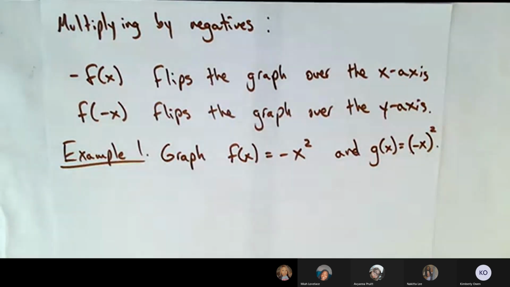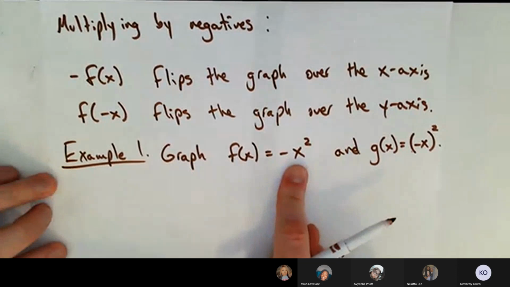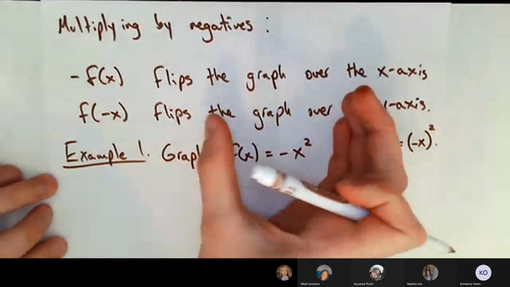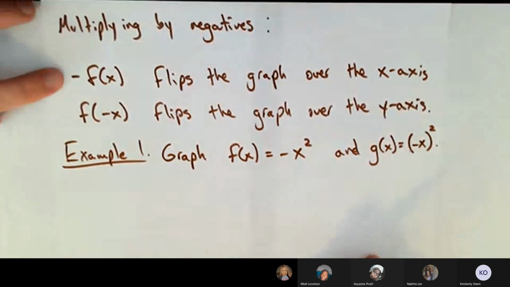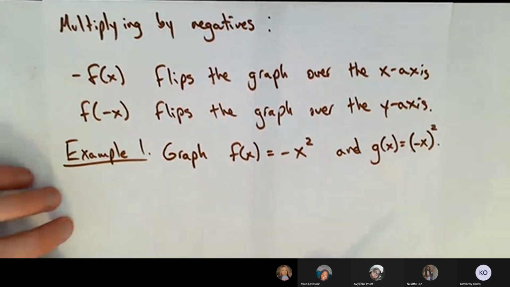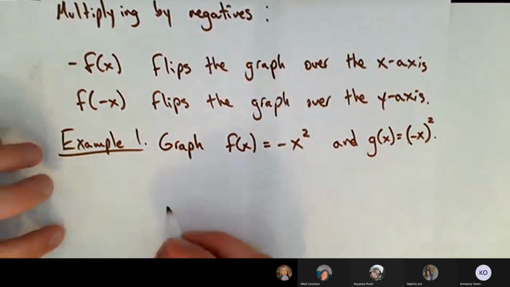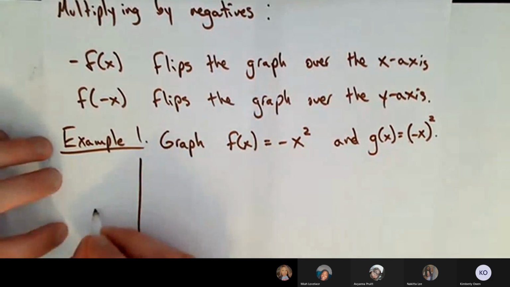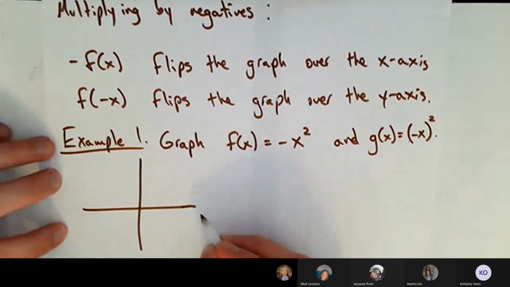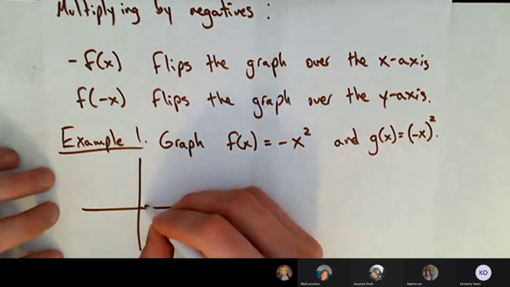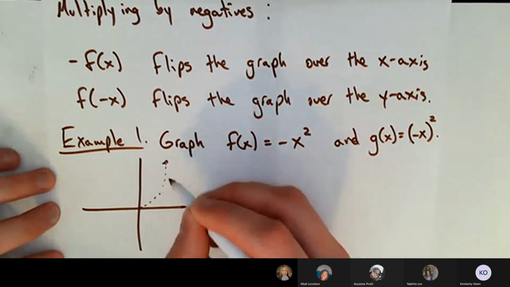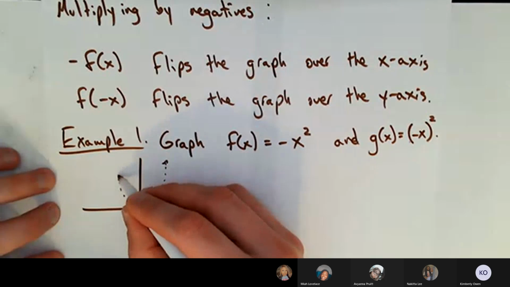All right, so what do we bring to this? We have to know what x squared looks like, and we do. It's a parabola, right? We have to know what the negative does on the outside. Well, here's the rule. It flips the graph over the x-axis. So we have to know how to do that and what that's going to look like. Well, my base graph, which I'll draw as a dotted line, is this parabola. That's the x squared base graph.